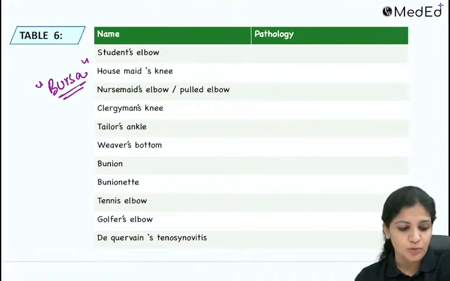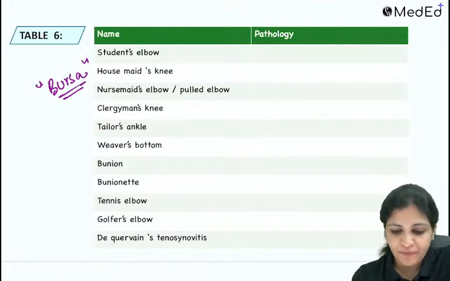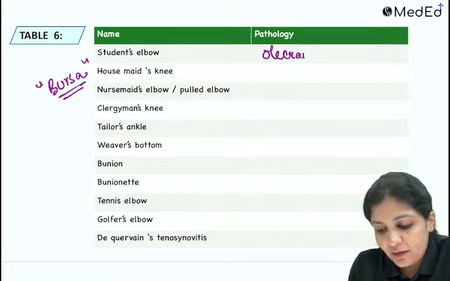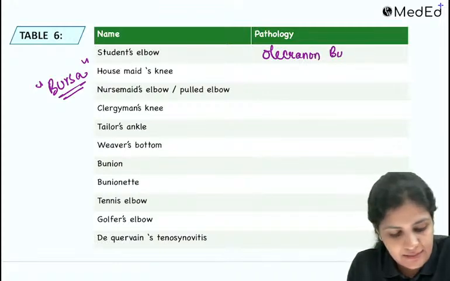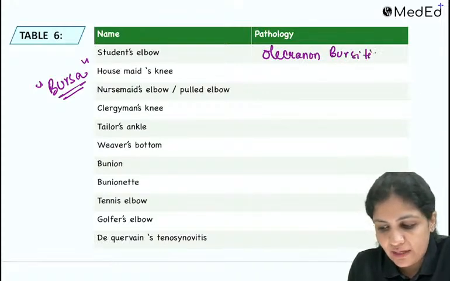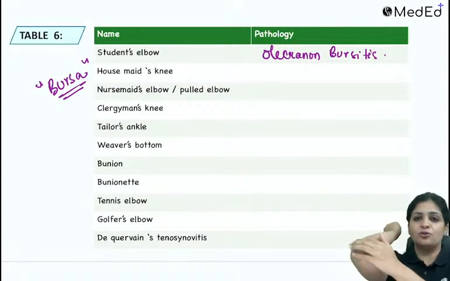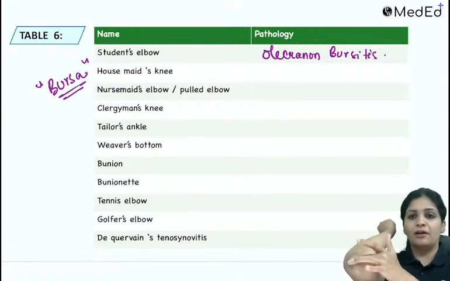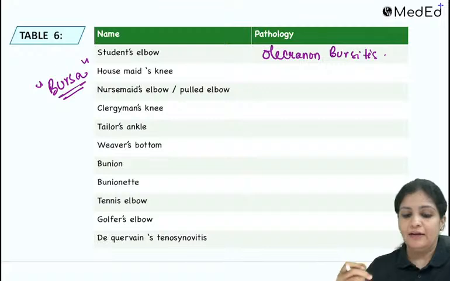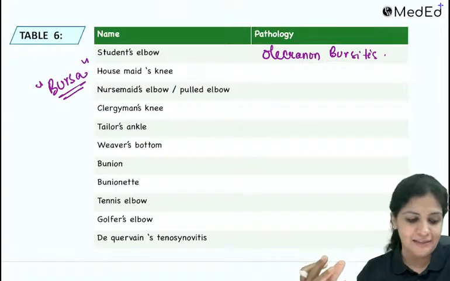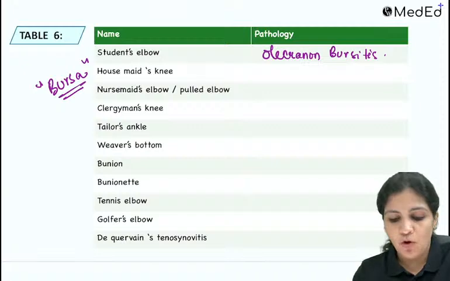So what is a student's elbow? Bursitis. Yeah. Student's elbow is olecranon bursitis. Yes, olecranon bursitis is student's elbow. If you continuously sit, there is this olecranon, the bony structure, and there it will result in inflammation. There will be swelling and pain, and this is called student's elbow.